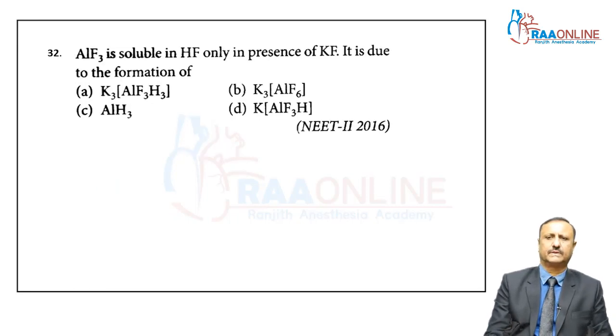Now, we can see question number 32. AlF3 is soluble in HF only in presence of KF. It is due to the formation of, my dear students, AlF3 plus KF, both react with each other to form K3AlF6. This is formed. So, it is an electrolyte in nature, and due to the formation of this compound it is electrolytic. So, for question number 32, the answer is B, K3AlF6.